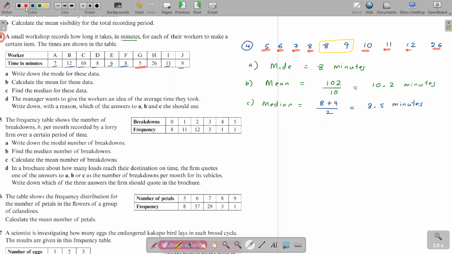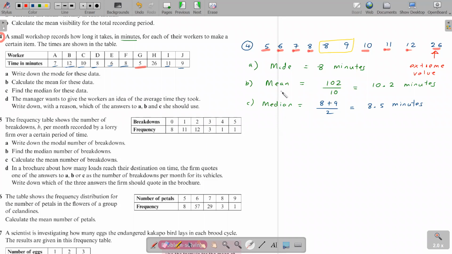Okay, so this 26 is what we call an extreme value. Normally in S1, we use the word extreme value. So in the event of an extreme value, the best person to give an idea about the overall group is not the mean. In the event of an extreme value, who is the next best person after mean? Who do you think is the next best person out of mode and median?